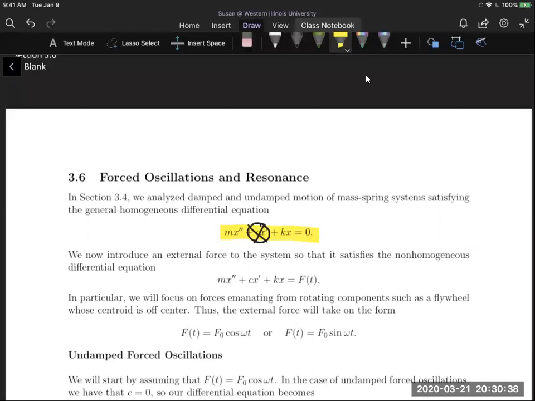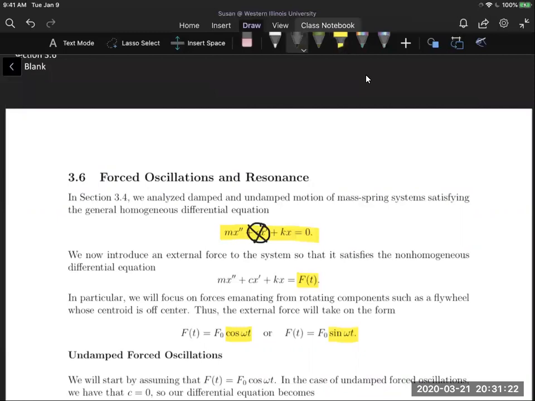The difference in this section is that now we're going to assume that we have some extra or external force, which we're going to denote by f of t. Theoretically, f of t could look like anything. However, in this section, we will focus on only cosine and sine functions, which we see down here below. This is because we're talking about rotating components where the centroid is off center. So the book gives the example of a flywheel. I like to think of a washing machine where your clothing gets offset in the bin, and then it starts sounding like a rocket ship ready to shoot off into space because that center of gravity is off kilter. So we'll be working with either a sine or cosine function in this case.